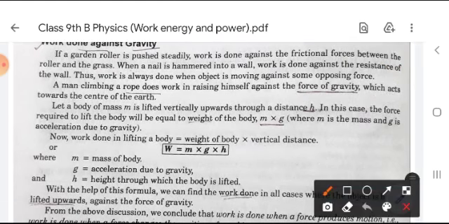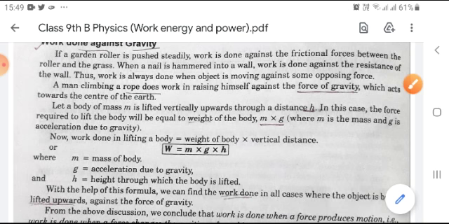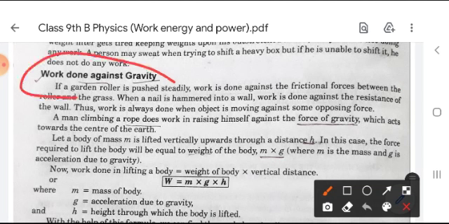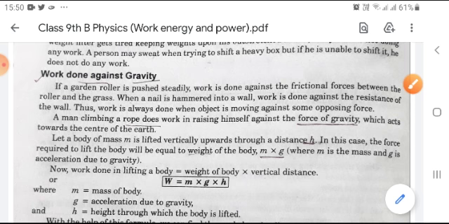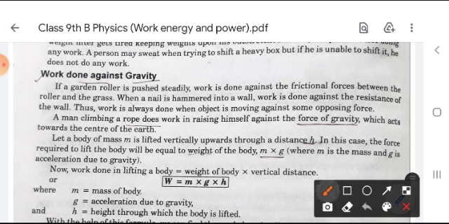Now work done against gravity. How can we calculate it? Work can be calculated by the formula force into distance, and the downward force is mg here and height is h here. So we can say that the work done against gravity becomes W is equal to mgh, where m is the mass of the object, small g is the gravitational acceleration, and h is the height of the falling or rising object.